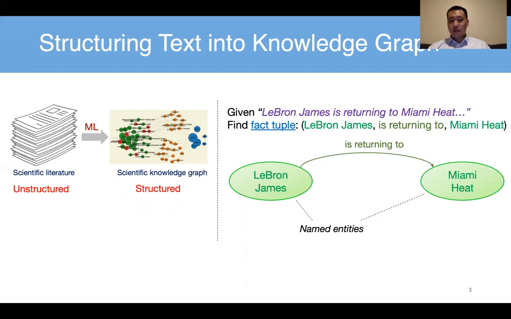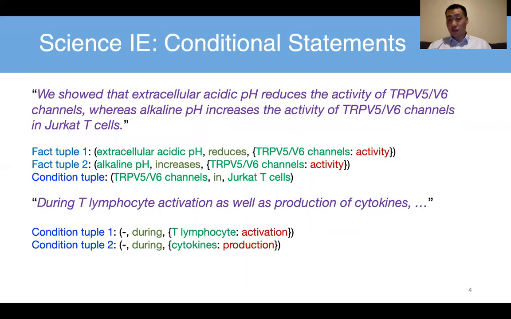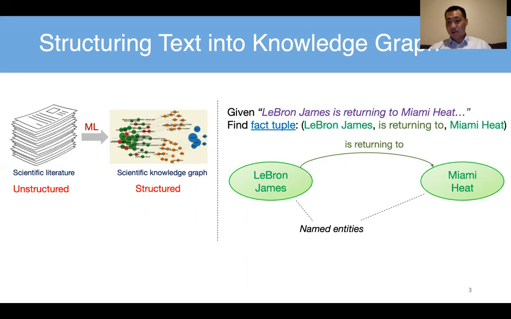So that's how we can use the knowledge graph that have structured knowledge for a lot of kinds of applications. So for sciences, we also want to construct knowledge graph. The problem is, let's see here. When we try to extract the fact tuples, which were like just a triplet here, right? LeBron James returning to Heat.